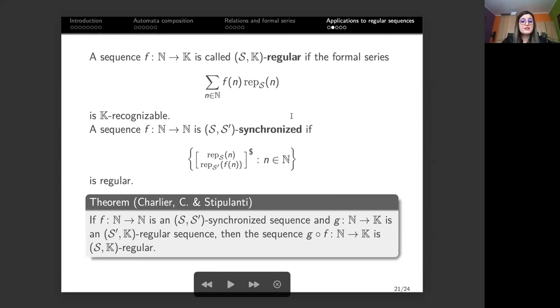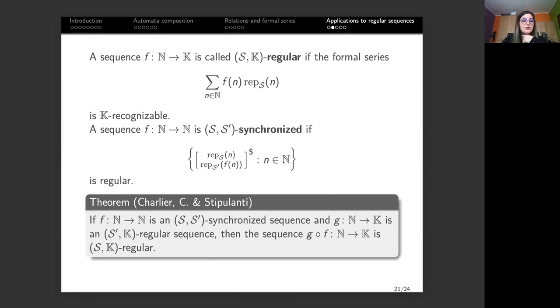The notion of synchronized sequences is linked with relations, so synchronized relations. So it's easy to see that if f is an S prime synchronized sequence and g is an S prime regular sequence, then the composition of these two sequences is still regular.